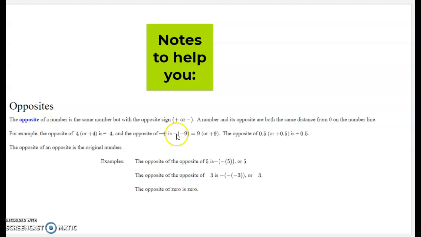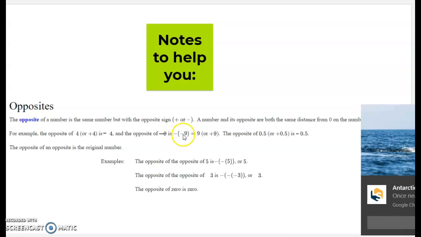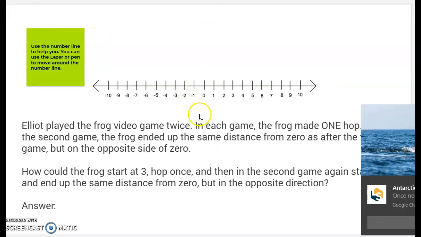When you see this minus and then this negative inside of the parentheses, that becomes a positive. The opposite of 5/10 or positive 5/10 is negative 5/10. And then here's some more examples of opposites. So the opposite of 6 would be negative 6. The opposite of negative 7 would be positive 7. And they're both the same distance on the number line. So here's my 0, and 4 and negative 4 are both 4 away from 0.